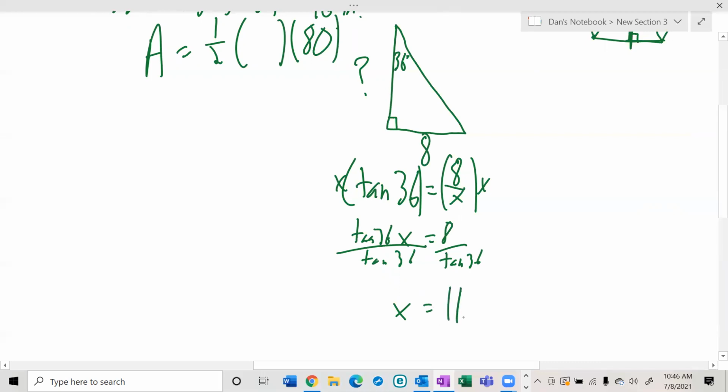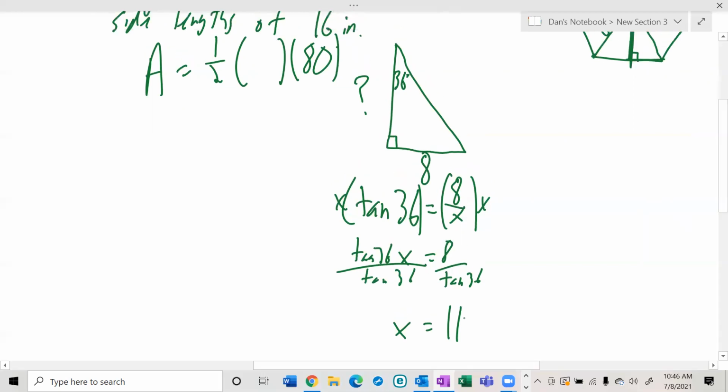11? You guys agree? 11. Good. All of that. Why did we do all of that work? It's not because Mr. Page is telling you to do all of that work. Why did we just do all of that? Why did I draw this triangle? Why did we find the tangent? Why did we do all this? Why?